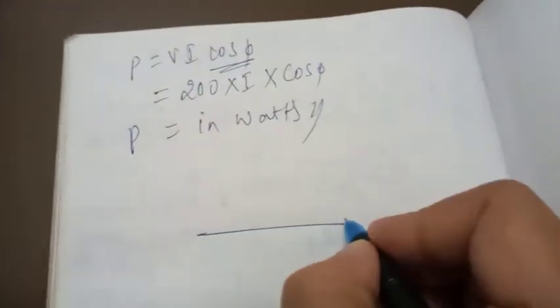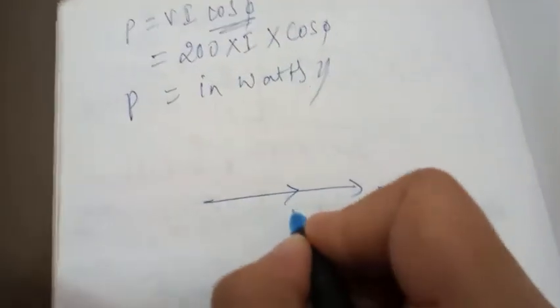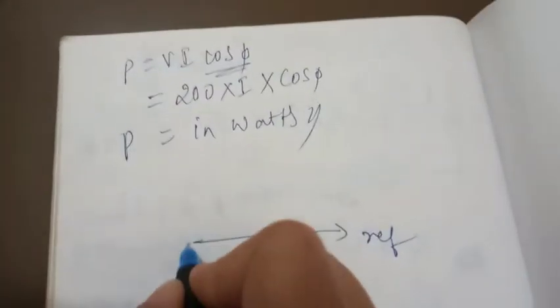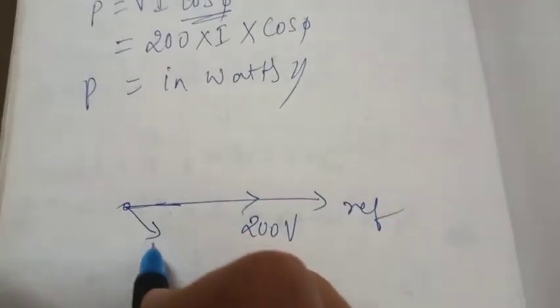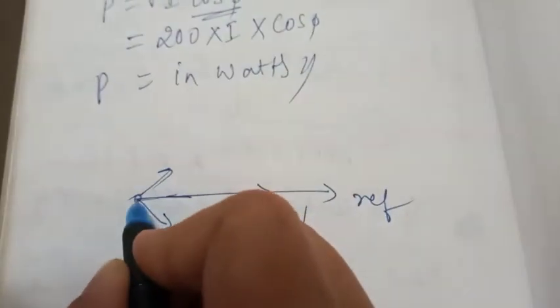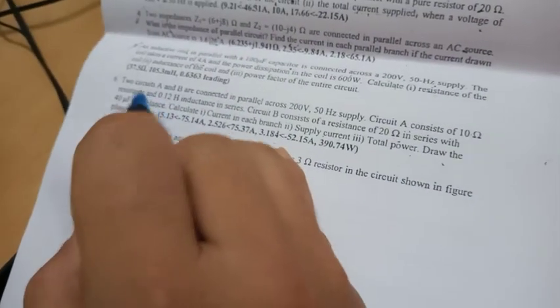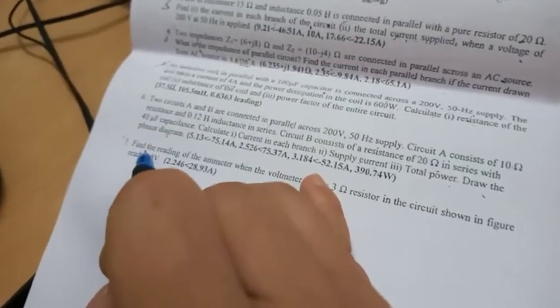Next, you have to draw the phasor diagram. It's very simple. You have to take a reference. On the reference, 200 volts will be on the same line, because you have taken the main supply voltage itself as reference, 200 plus J0. Rest of the things, you know the current 1 angle, current 2 angle, and main current angle. If you write all these three, then the phasor diagram is over. So you try problem number 6 at home. I have given all the hints.